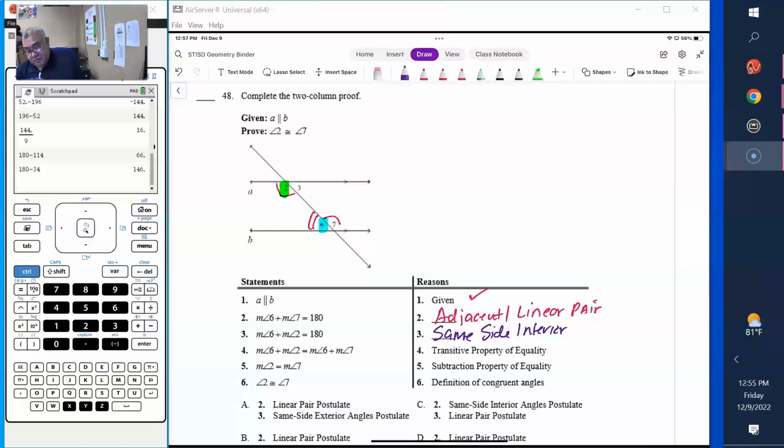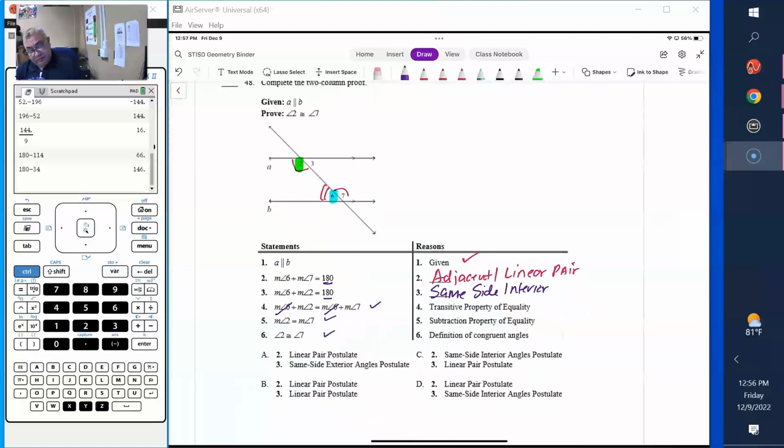And now we're saying that the measure of angle 6 plus the measure of angle 2 is equal to the measure of angle 6 plus the measure of angle 7. Since these both are equal to 180, you can set each statement equal to each other. That's called transitive. And now what they did is they did away with the measure of angle 6, so they subtracted. And if two angles are equal, they're also congruent. So that's the definition of congruent. So your answer will be adjacent linear pair.